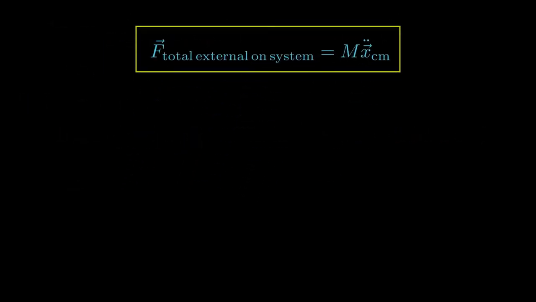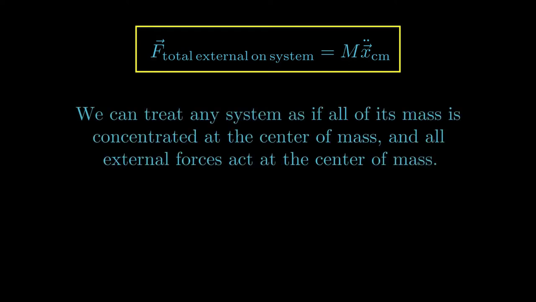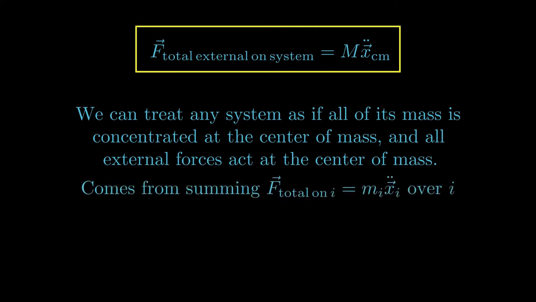This result shows that the center of mass of a system behaves like a single particle. All of the mass is concentrated at the center of mass, and the external forces are treated as if they act at the center of mass. The internal forces don't appear here. They don't have any effect on the center of mass motion. As I said before, we use this version of Newton's second law so often that we sometimes forget where it comes from, namely, from summing the individual Newton's second law equations over all particles in the system.